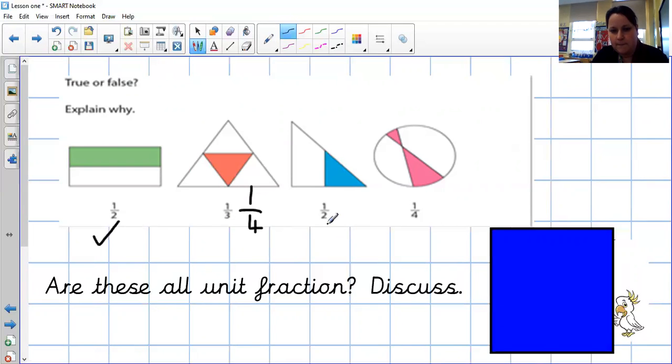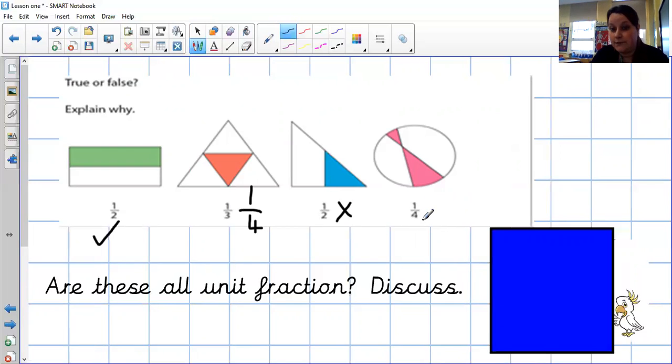Let's have a look at the next one. My numerator's 1, so that's a unit fraction. Has my whole been split into 2 parts? Yes, but that magic word, they have to be equal parts. Are those 2 parts equal, do you think? No, so that is not an example of a unit fraction. Okay, let's have a look at the last example. My numerator's 1, so we know from before that Colin said a unit fraction has a numerator of 1.